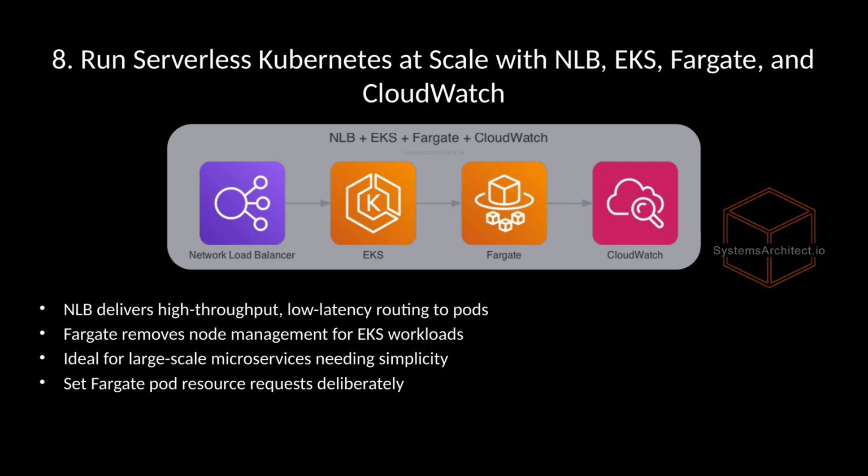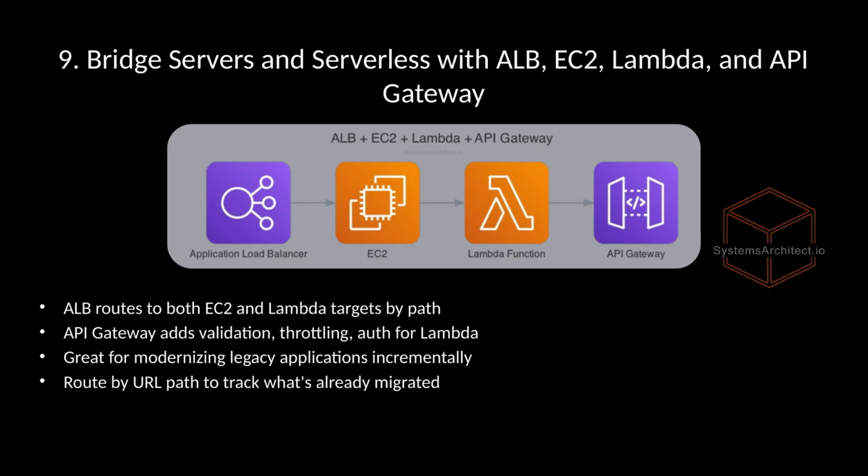9. Bridge servers and serverless with ELB, EC2, Lambda, and API Gateway. Rewriting an entire application to serverless in one step is rarely realistic, but running two architectures side by side without a plan just creates confusion about where logic lives.